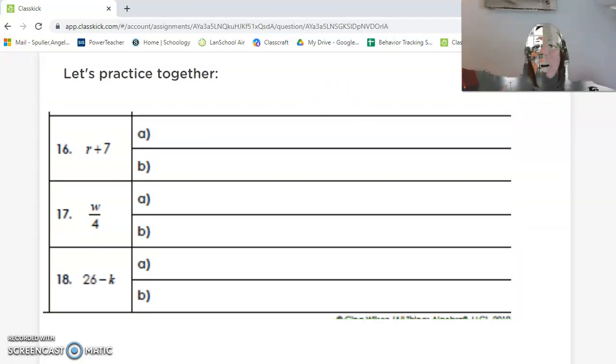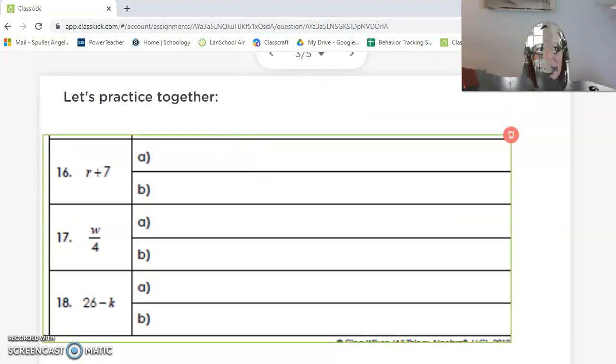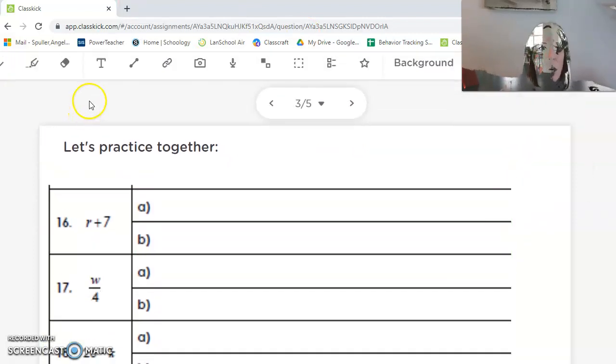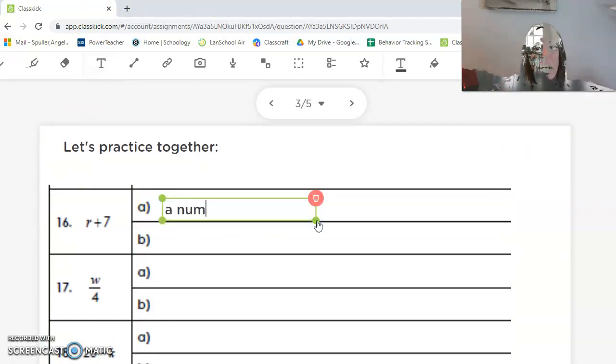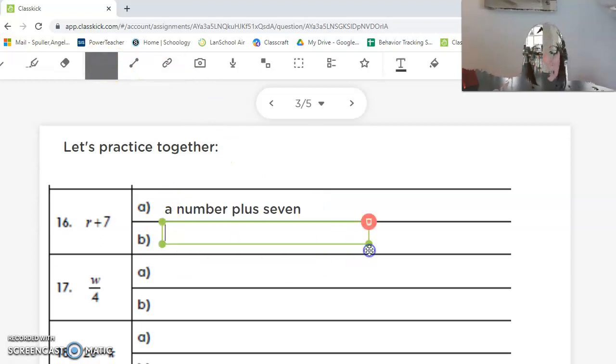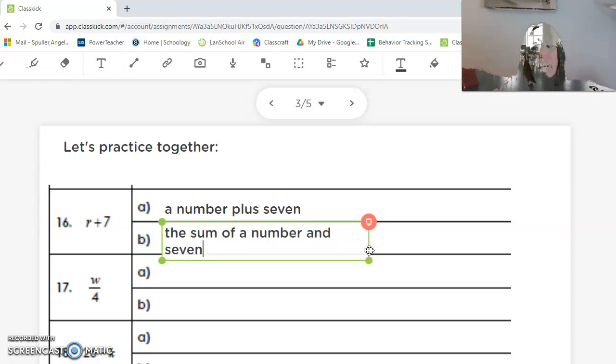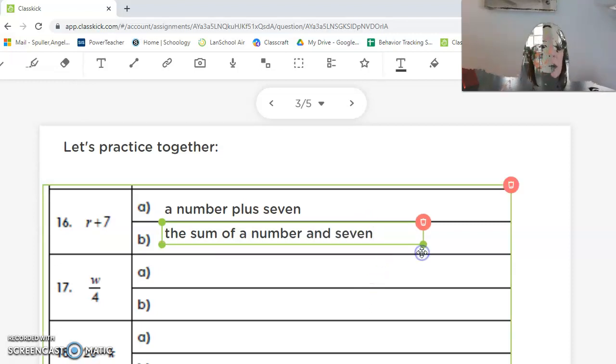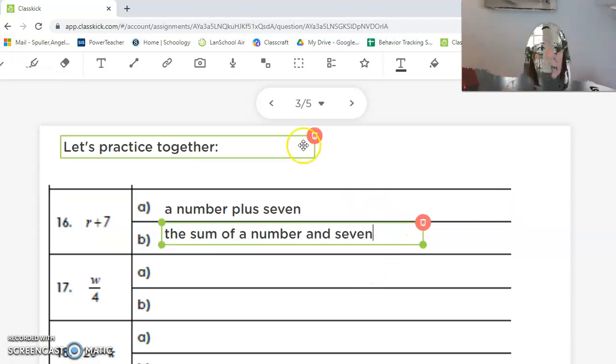All right, so let's look at this one. We have R plus. Let's do some more practicing together. So R plus, so a number plus 7. We can also say the sum of a number and 7. Another way we could do this, a number increased by 7.